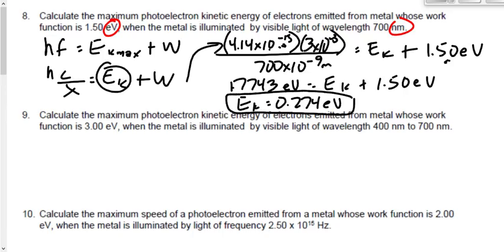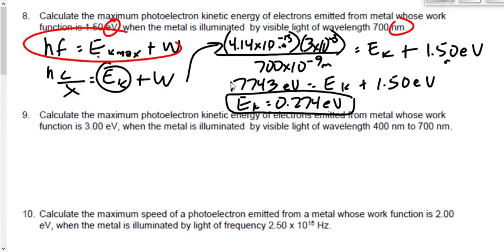So this question clearly has an electron being ejected. We want to find the kinetic energy of that electron. And when we have electrons ejected, we often go to this equation, hf = EK max + W. EK is the kinetic energy of that electron that's been ejected, and it works out to be 0.274.